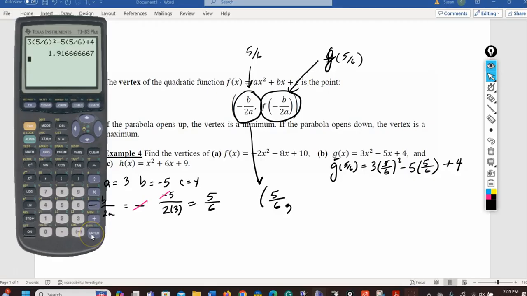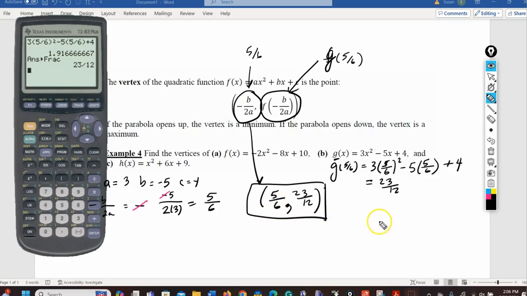Then I'm going to press enter, and I want it as a fraction, not as a decimal. Fractions are exact, decimals are not. So math, enter, enter. Decimals are only exact if they terminate, but this one actually goes on forever. The calculator only takes it to 9 places. But as a fraction, this is equal to 23/12. And those are your coordinates for the vertex.